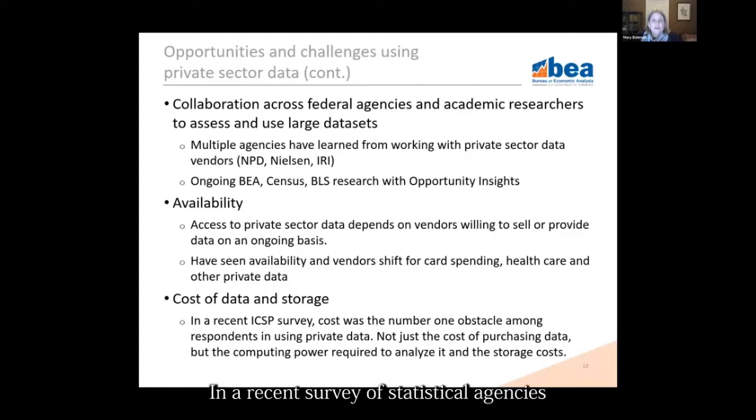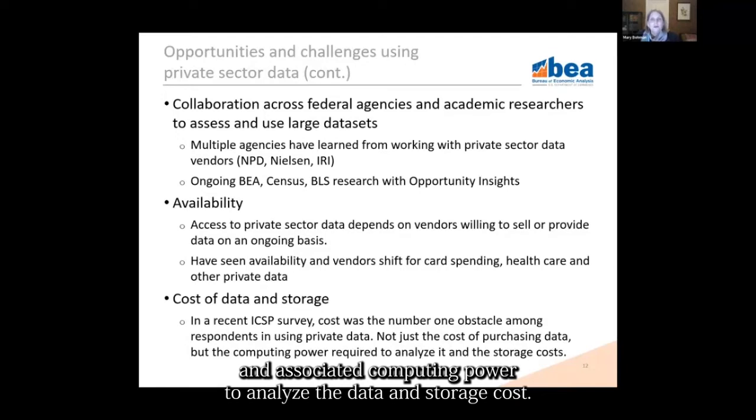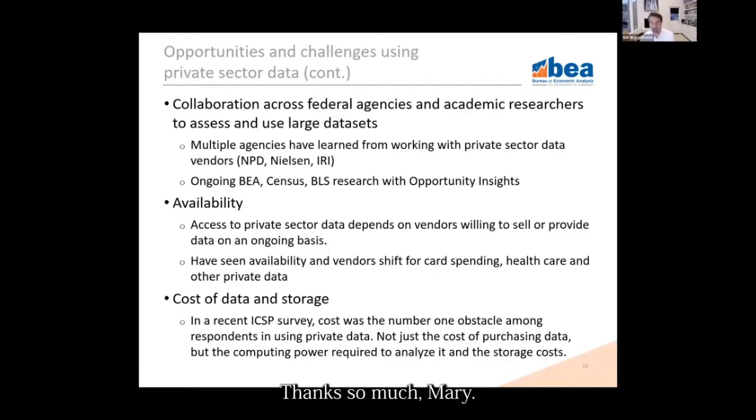And in a recent survey of statistical agencies by the Interagency Committee on Statistical Policy, the survey asked about the use of private sector data. The top obstacle was the combined cost of purchasing the data and associated computing power to analyze the data and storage costs. So thanks for the opportunity to share our experiences and the really great potential we see for the future.